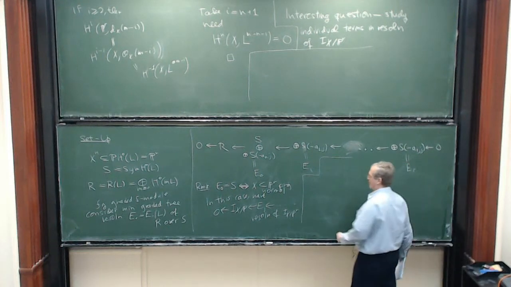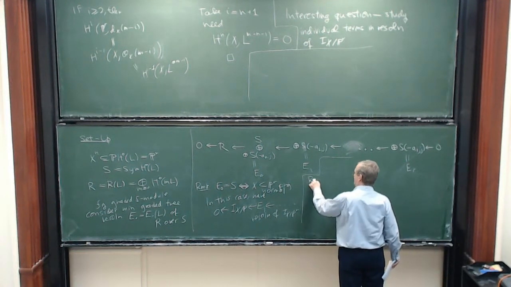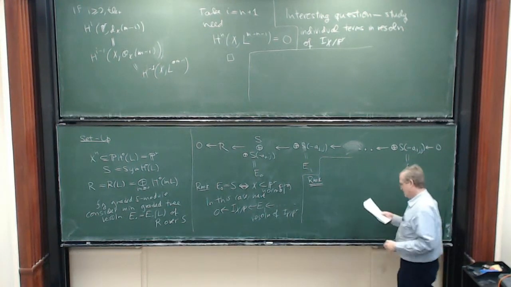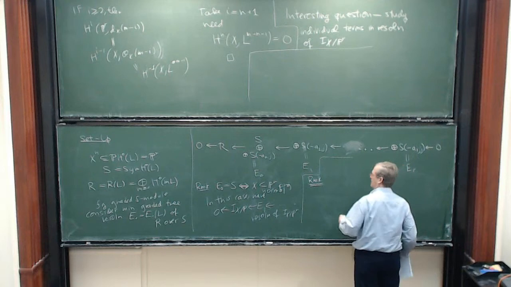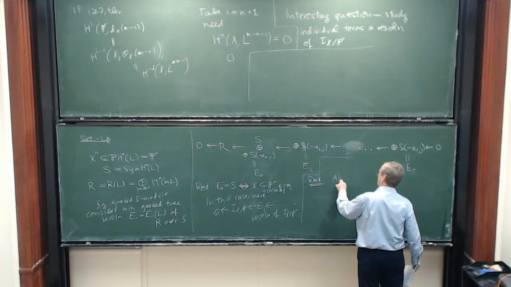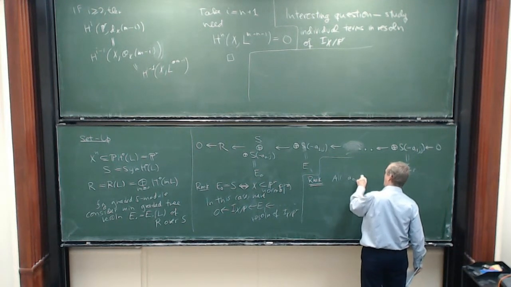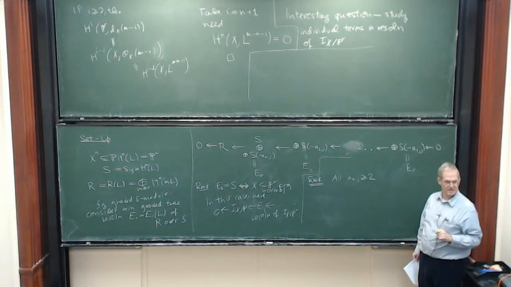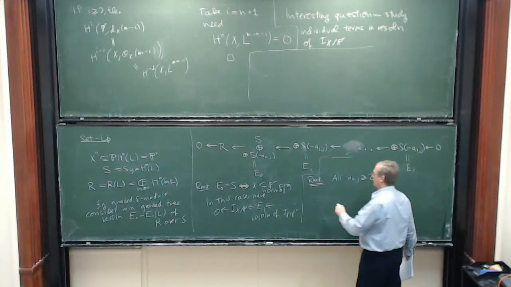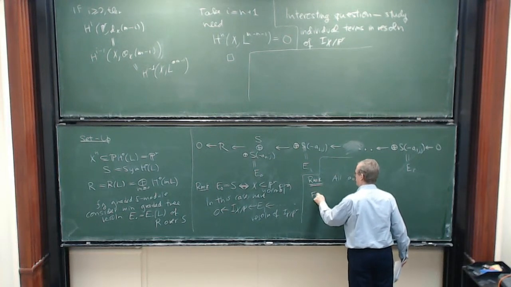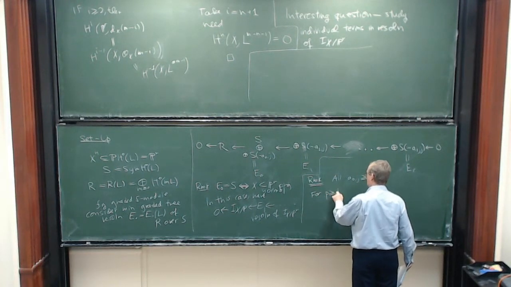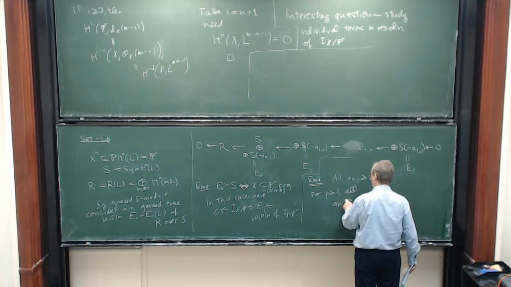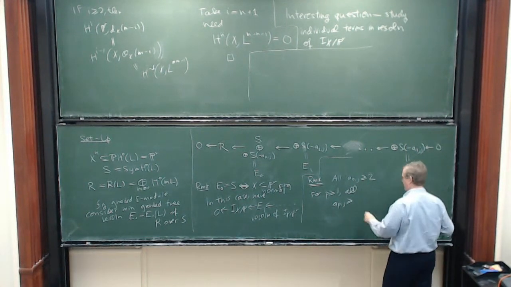So I claim the second remark is that all the a0j's are bigger than or equal to 2. And then the other ones, for p bigger than or equal to 1, all the apj's are bigger than or equal to p plus 1.